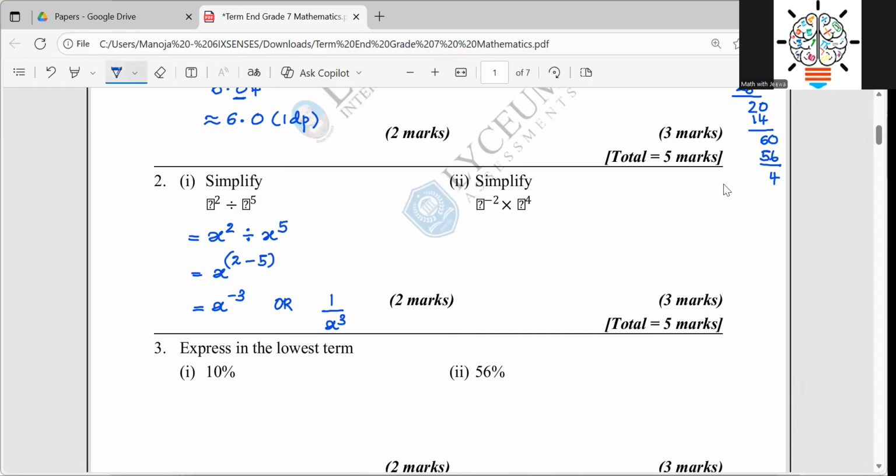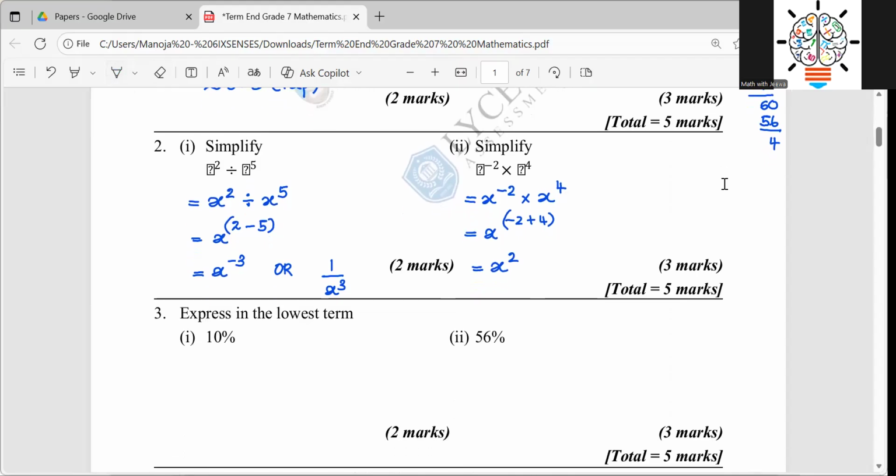And here, then we'll say that we have x to the power of negative 2 times x to the power of 4. You have the same base value. You can add the indices, negative 2, positive 4. So then the answer here is x to the power of 2. Okay. So then this is how you want to write the answers. 2 minus 5, negative 3, and negative 2 plus 4, positive 2.